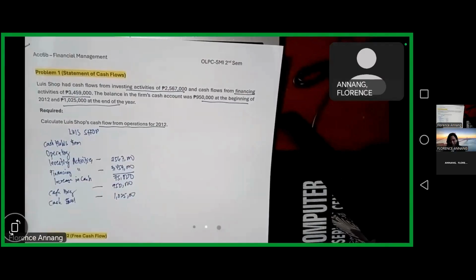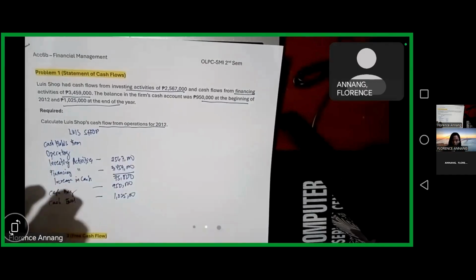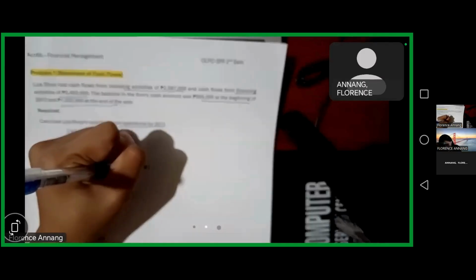Now, we need to determine whether the financing and investing cash flows here are net cash inflow or net cash outflow, but the problem is silent. So, for financing, we assume that this is a net cash inflow. Why? Because what usually involves our financing activities, it involves loans and equity. So, we either borrowed or secured another investments from our shareholders. So, financing, this is a net cash inflow.